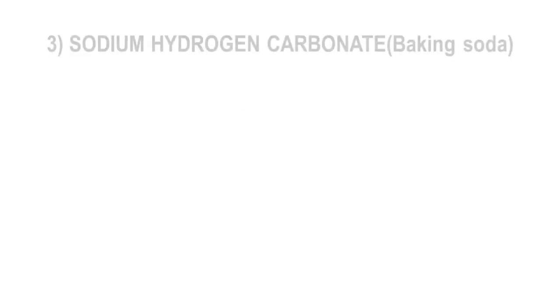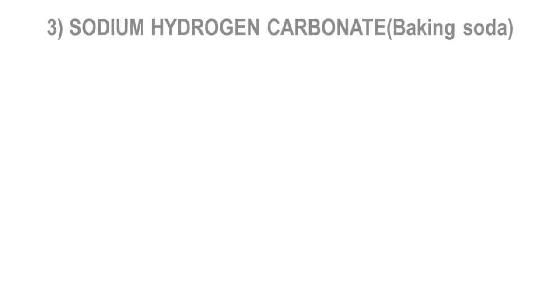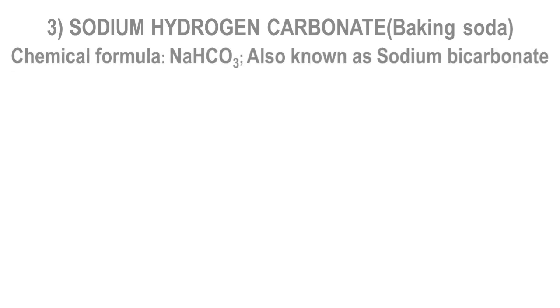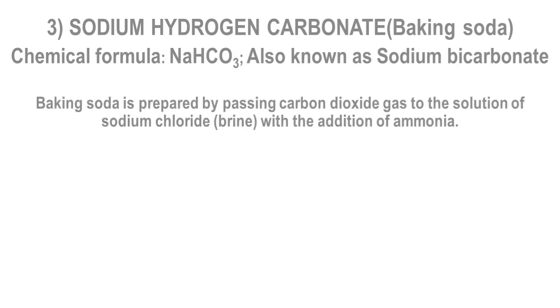Next, another important salt that you are going to study here is sodium hydrogen carbonate, which is normally referred to as baking soda, also called sodium bicarbonate, whose formula is NaHCO3. Now, how is this salt prepared? Baking soda is prepared by passing carbon dioxide gas through a solution of brine again.